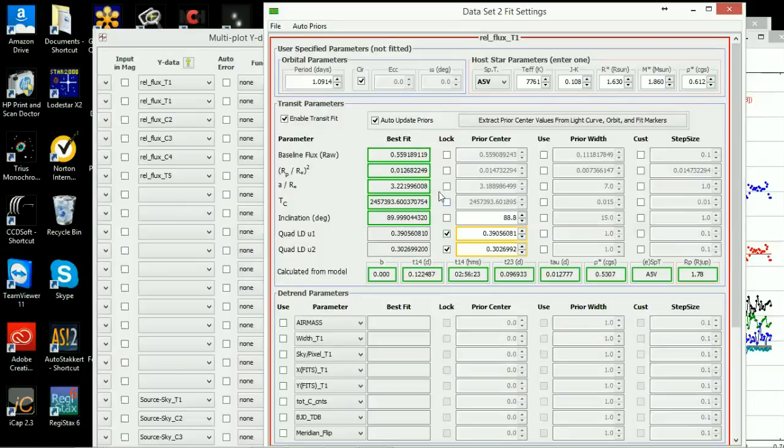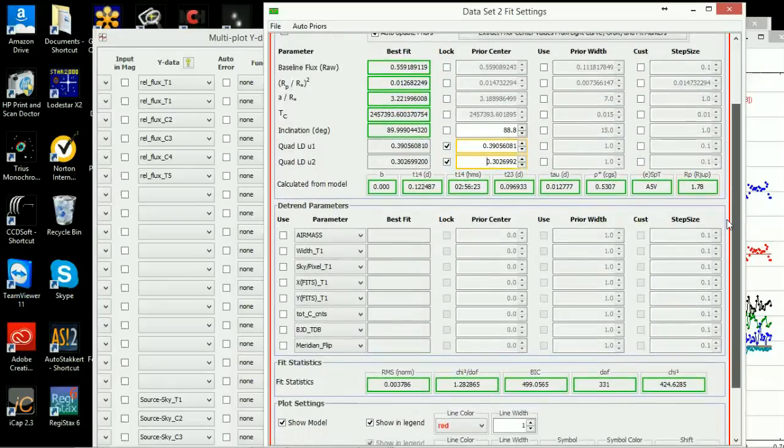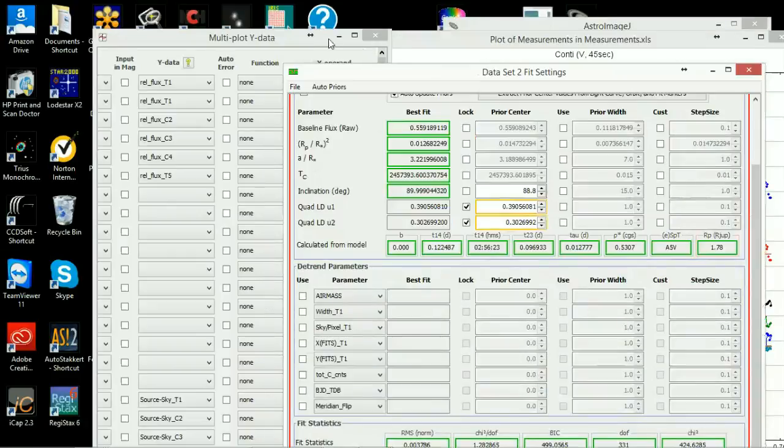The check marks under the lock column indicate to AstroImageJ that for these two particular parameters, we're going to lock them as input so that you see that they're carried over in the best fit column. So we're forcing AstroImageJ to use these as input parameters. Okay, so we have some initial results of the fit, but now let's take a look at how to optimize and refine them.